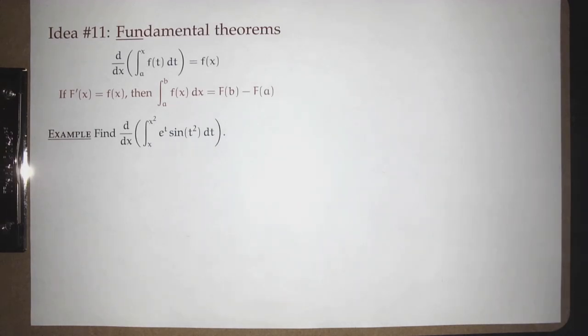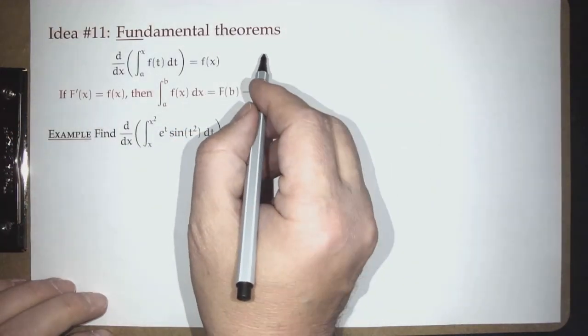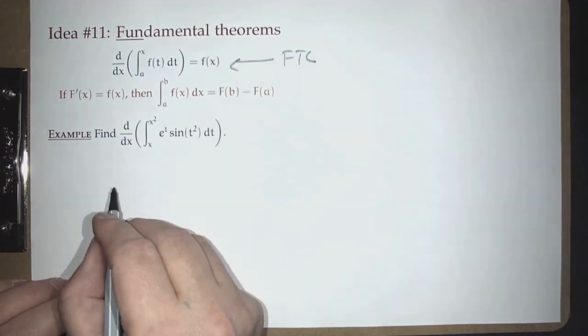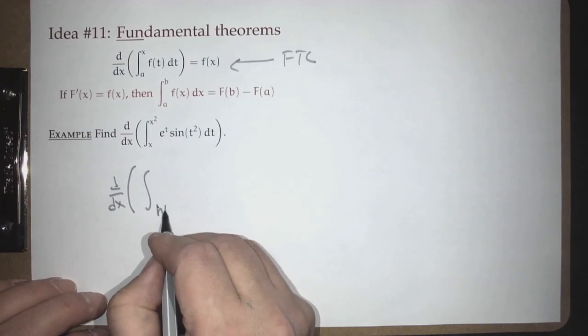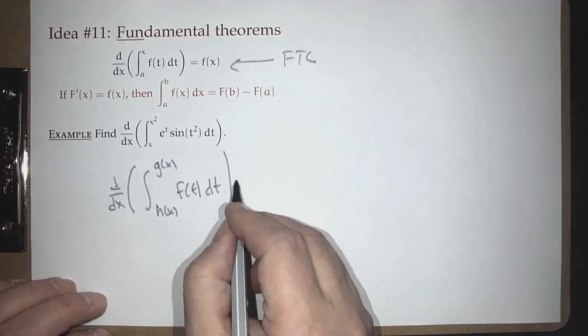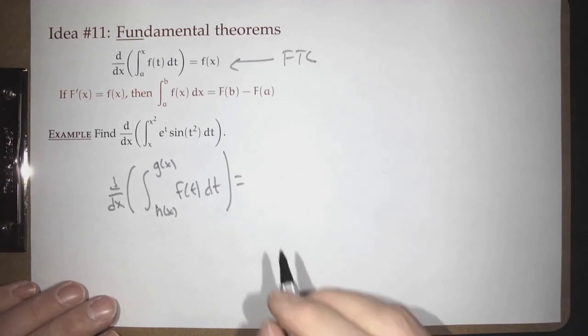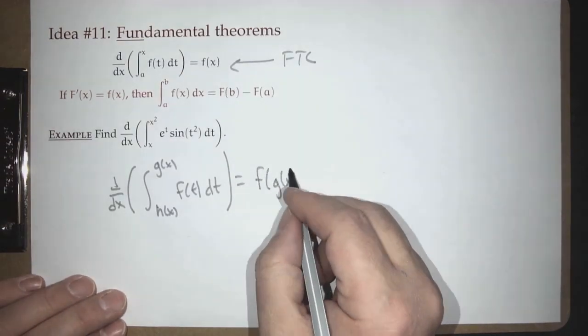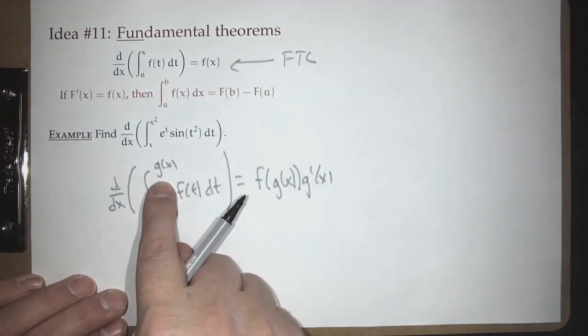So this is the case. This is the one that we don't ever say out loud. So this is the fundamental theorem of calculus, but the way we often use it in practice is suppose you have a derivative of an integral, let's say h of x to g of x of f of t dt. Last thing for the day. What does this become? f of g of x times g prime of x. This is the fundamental theorem of calculus plus chain rule.